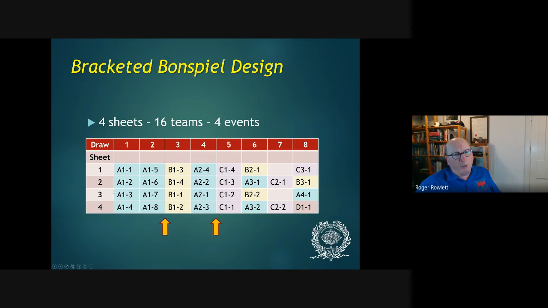So that would be what a typical bracketed Bonspiel schedule might look like. It's a little different if you have a different number of teams, but this is a fairly large event, 16 teams. And you can see you can squeeze that in 8 draws, 2 on Friday night, 1, 2, 3, 4 on Saturday, very easy schedule, and then 2 on Sunday morning. So it easily fit within the 2-day schedule. Half day Friday, full day Saturday, half day Sunday. So that's bracketed Bonspiel. Any questions before we move on to the next format?